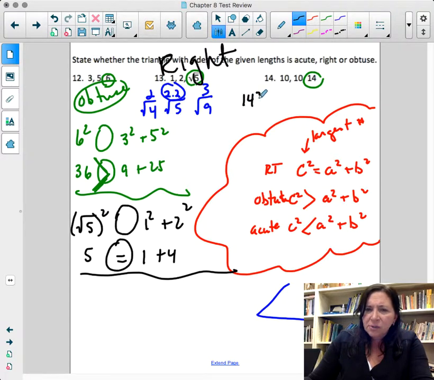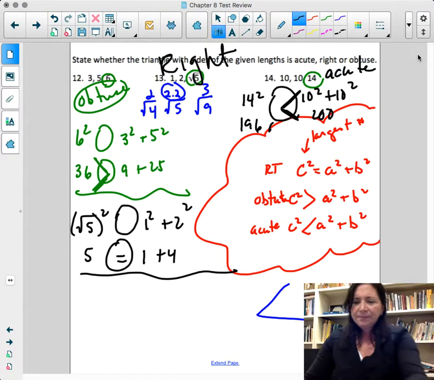So 14 squared is what to 10 squared plus 10 squared? So that's 196 is what to 100 plus 100? That's 200. Oh, it's less than. So therefore, this is acute. Okay?